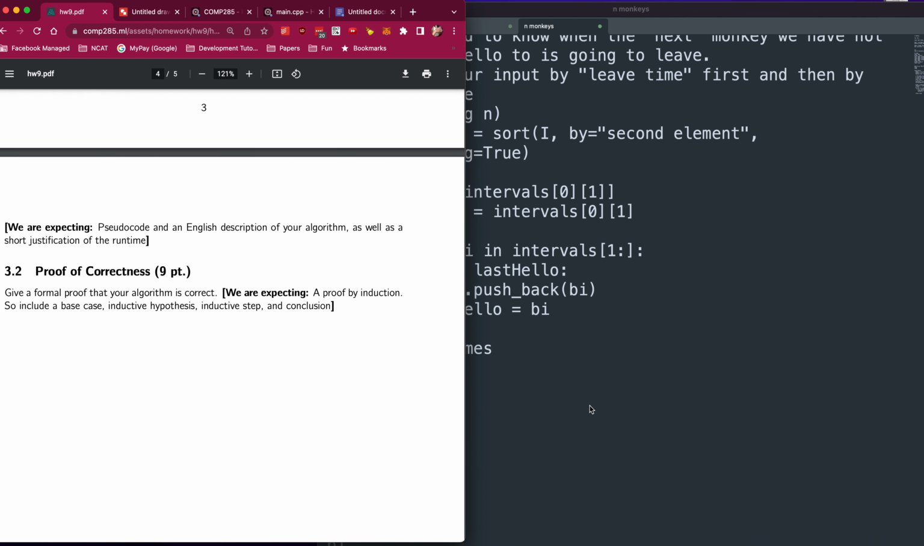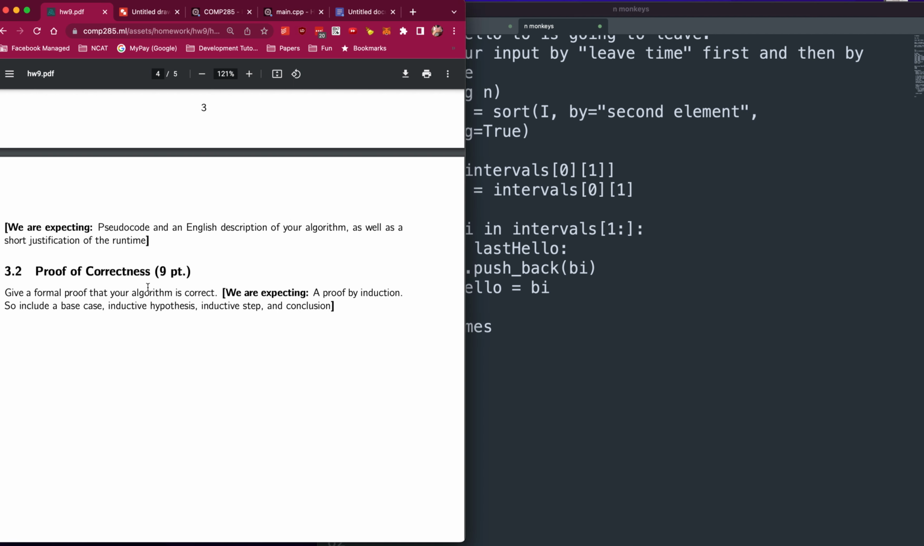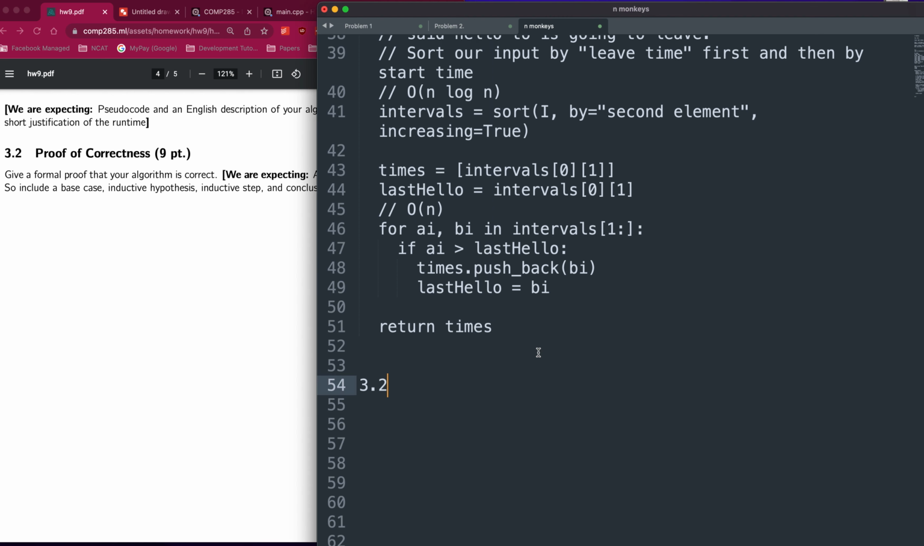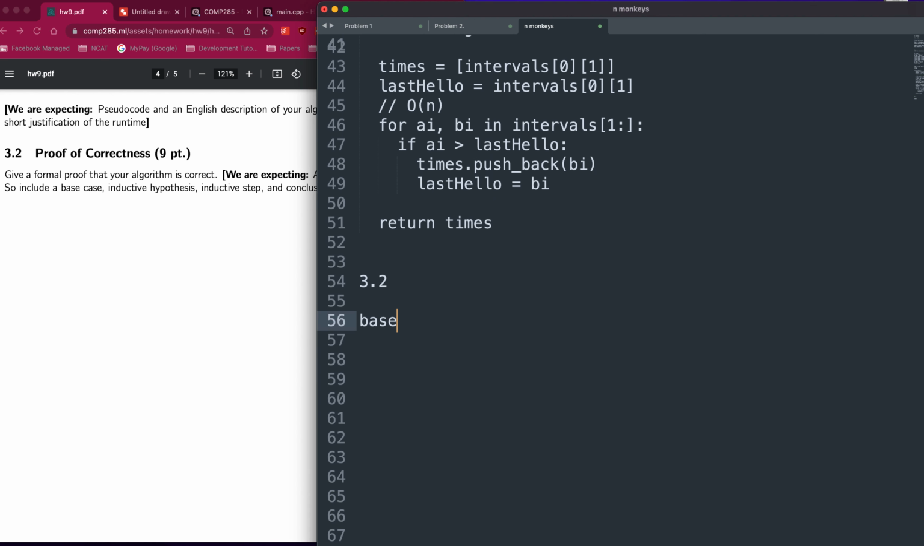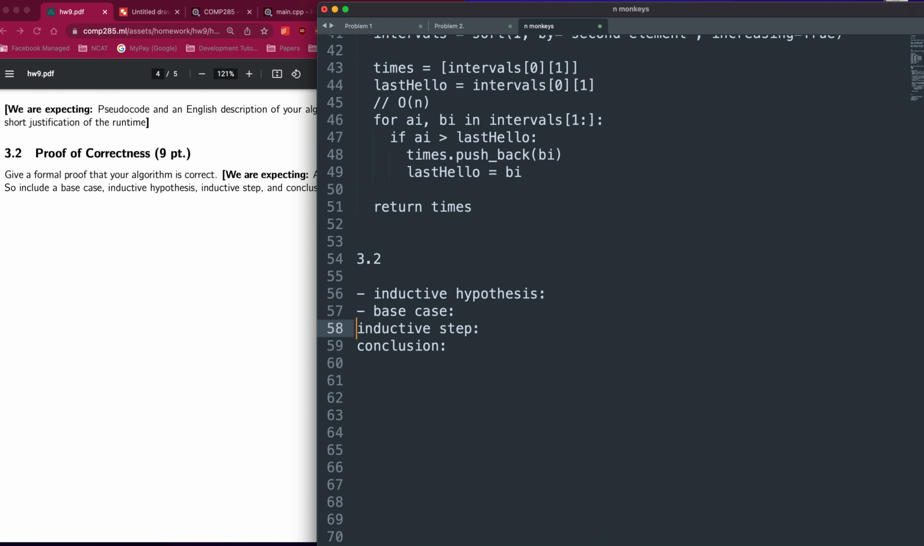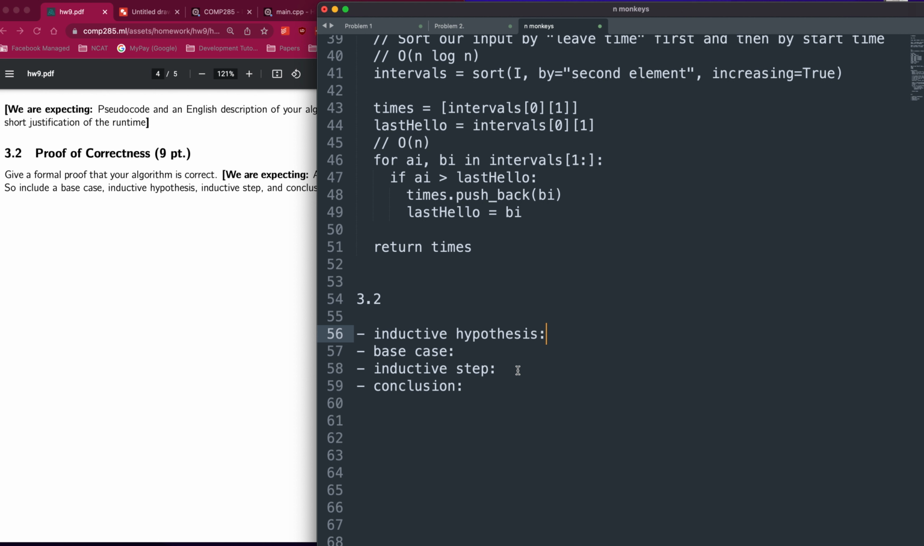Now the last part for 3.2 is we're expecting a proof of correctness. So we want you to give a formal proof that your algorithm is correct. So what I expect here is a proof by induction. You want a base case, an inductive hypothesis, the inductive step, and a conclusion. So there's 4 things that you want to discuss in that order. And basically, I'll give you a few of these. So I encourage you to pause to think for a little bit.